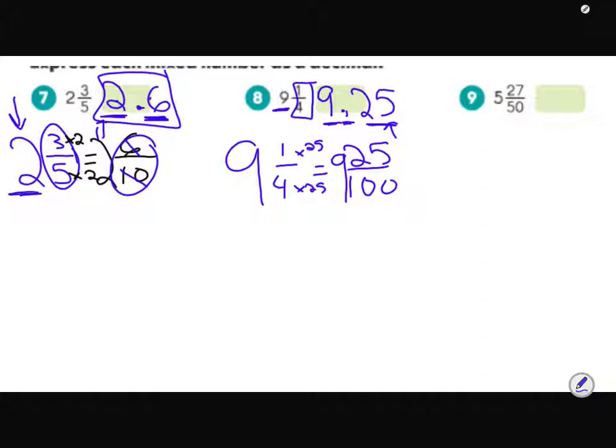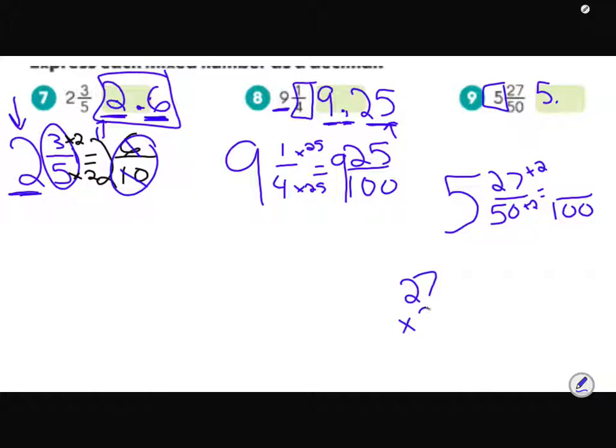Okay, last one. This one says 5 and 27 fiftieths. Again, I see this 5, so I know I'm going to have 5 wholes, 5 and. I need to change my 50. I'm not going to do 10. I'm going to change 50 to 100, and I know that 50 times 2 is 100. I don't know 27 times 2 off the top of my head, so I'm going to write it on the side of the paper. 2 times 2 is 4 plus 1 is 5, and I get 54 hundredths. So I have 5 wholes and 54 hundredths. Okay, let's keep practicing.